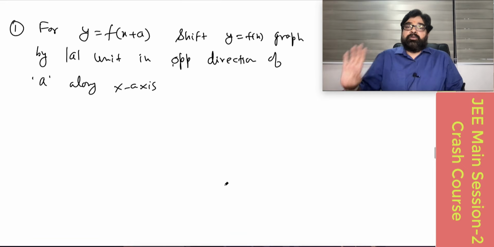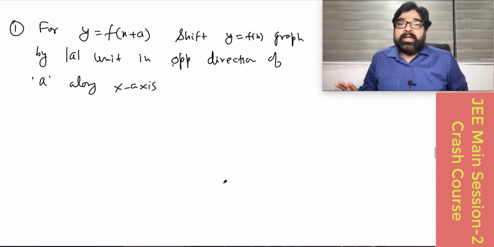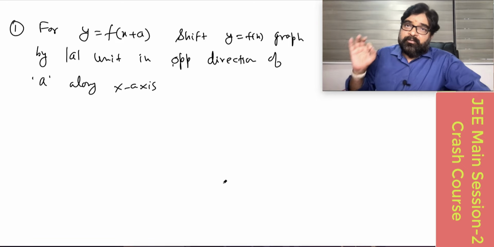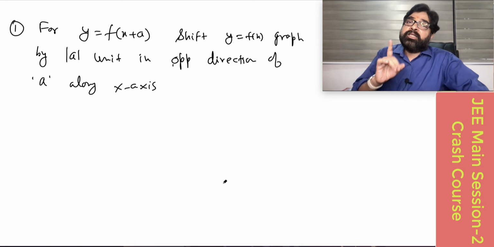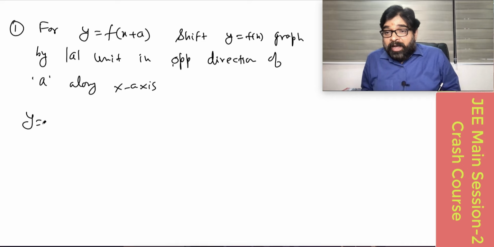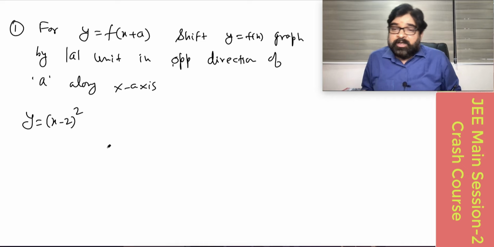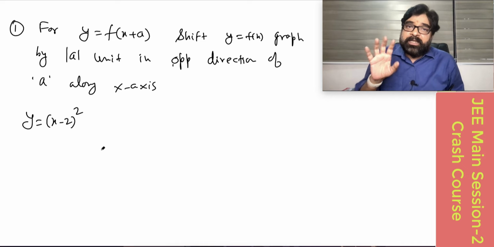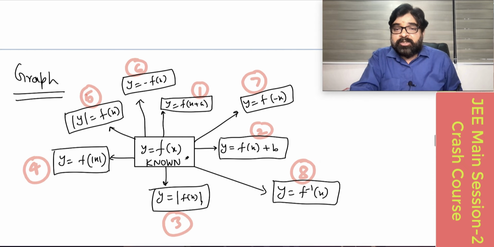So coming to this point, y equal to f of x plus a. Whenever any constant is added to the variable x, this method has to be used. Y equal to x minus 2 whole square. First thing, always get the basic graph. What is the meaning of basic graph? This is called the basic graph. First you have to get this, then only you can reach this.